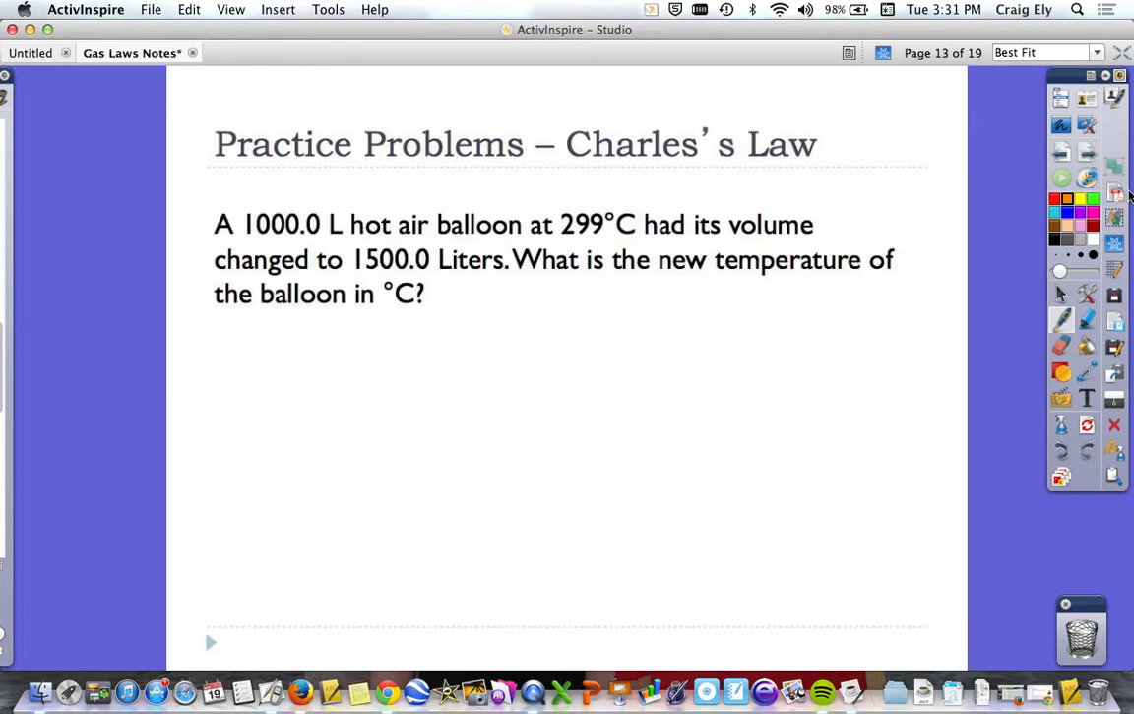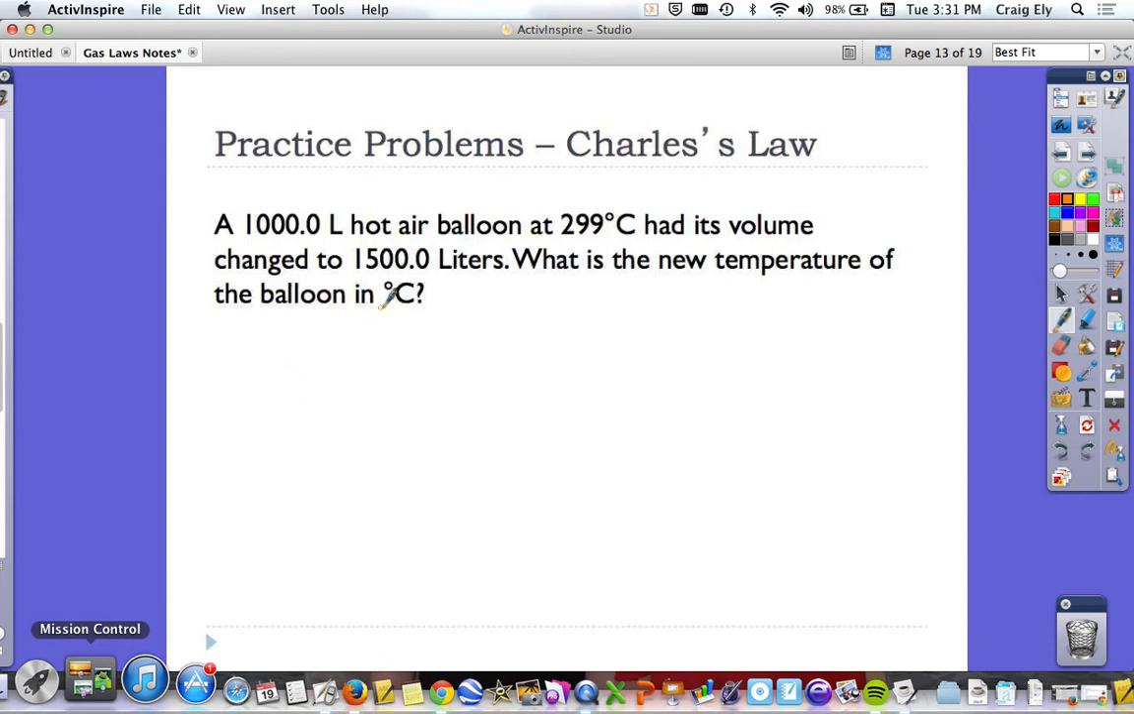Let's try another problem. Here we have a 1,000-liter balloon at 299 degrees Celsius that changes its volume to 1,500 liters. What is the new temperature? Now notice here, the new temperature is in degrees Celsius, so we're going to have to do a little bit extra. So let's do this again. T1, V1, T2, V2. So our T1 is 299 degrees Celsius.